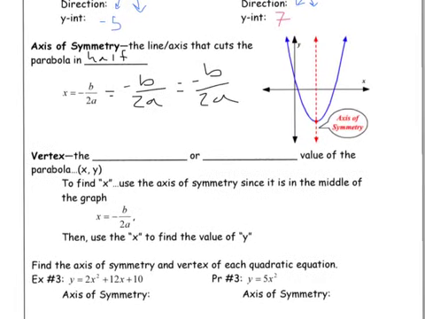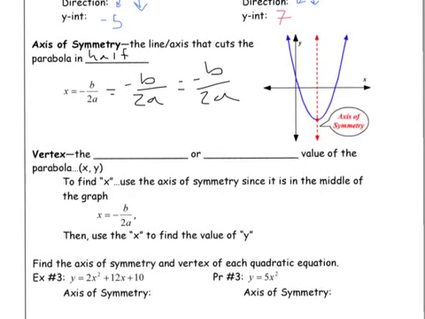And then the vertex, well, we have steps to find the vertex. The vertex is the max or the min. So that's this guy right there. In that situation, it's the minimum because it's the lowest point. Kind of weird to think about, but parabolas that open up have minimums. Parabolas that open down have maximums. If you visualize the graph, it makes sense. To find x, use the axis of symmetry since it is in the middle of the graph.